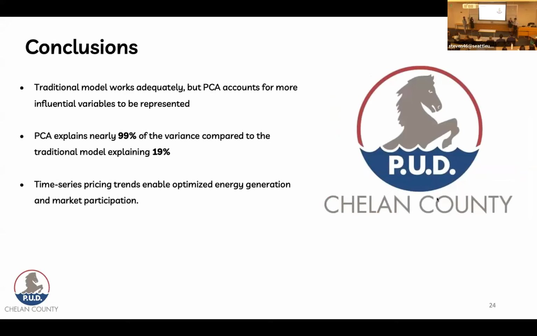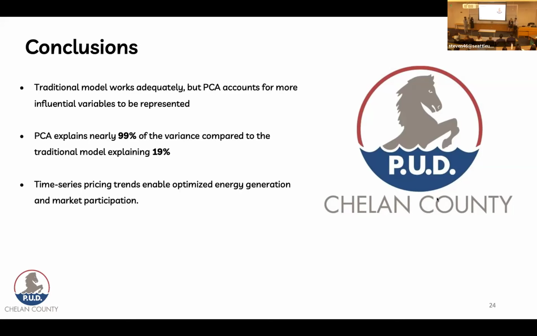Thank you, Ava. So in conclusion, as you can see from all of our results, PCA, or principal component analysis, did a significantly better job at finding results compared to the linear and the traditional model in our time series analysis. PCA explains about 99% of the variance compared to the traditional model only explaining about 19% or less. But the traditional model does really well when you want to look into the long term, but it fails when we want to look into real-time predictions.